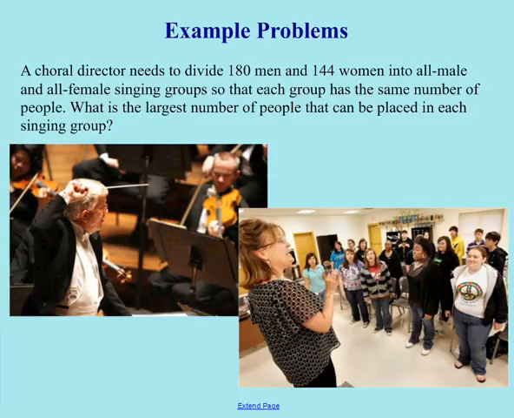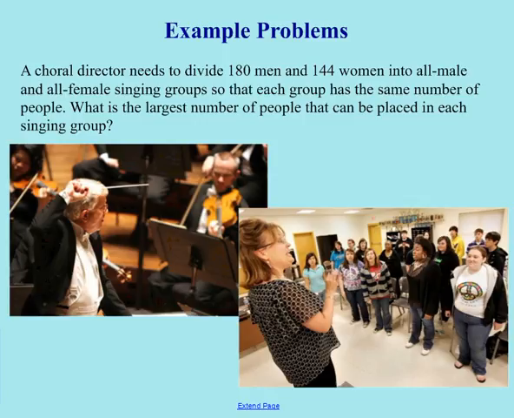Here's our first example. A choral director needs to divide 180 men and 144 women into all male and all female singing groups so that each group has the same number of people. What is the largest number of people that can be placed in each singing group?